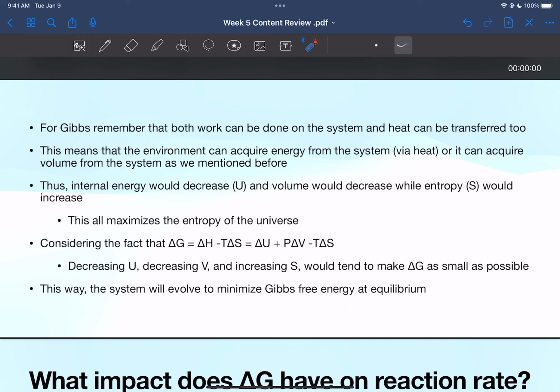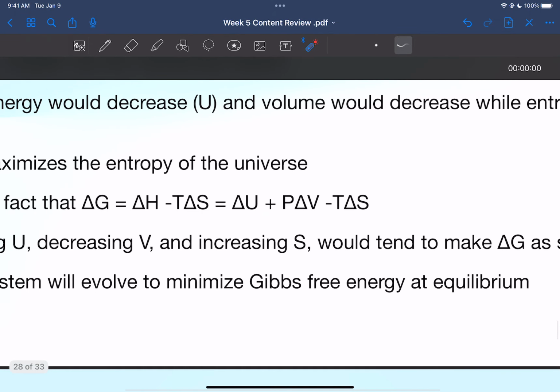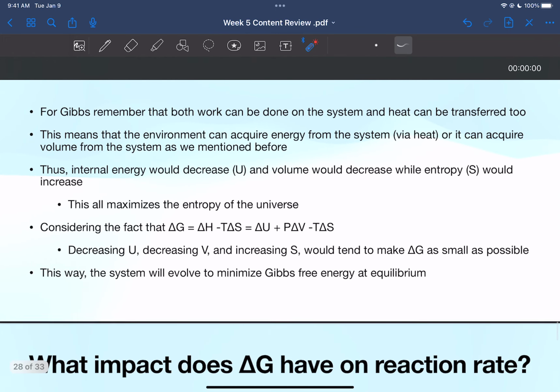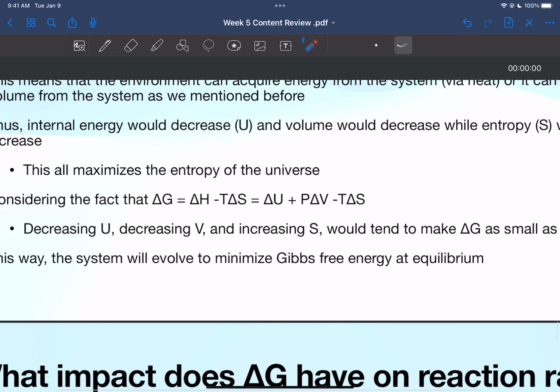Now, considering that delta G is equal to delta H minus T delta S, as we mentioned before, and we also said we can expand it: if delta H is delta U plus P delta V, we can say that delta G is delta U plus P delta V minus T delta S. So you can see from this expanded equation that we're decreasing delta U, decreasing delta V, and increasing delta S, because that's what happens when we're approaching equilibrium. We're trying to decrease the energy of the system to increase the energy of the environment, decrease the volume of the system to increase the volume of the environment, and therefore increase the entropy.